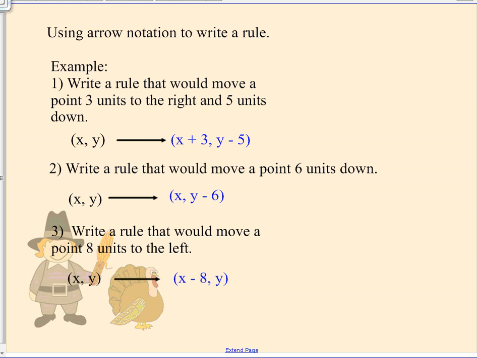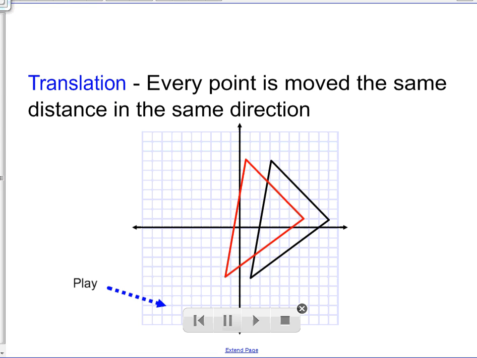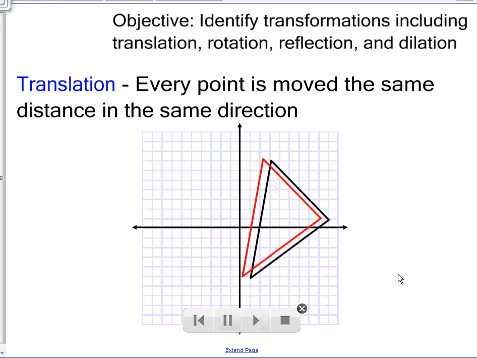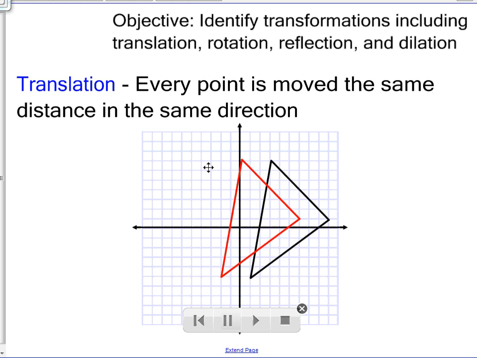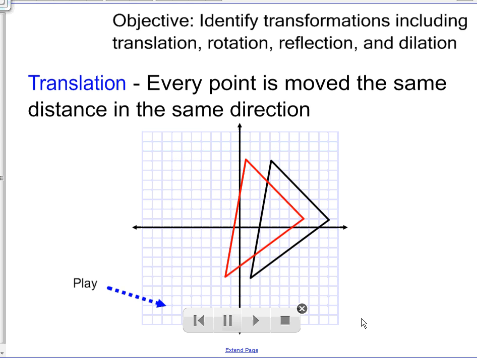All right, and the last thing I'm going to leave you with is how a translation works. So you're going to watch as our triangle here moves. If you notice, our black triangle, our red triangle is actually moving a certain way. It's not going up or down, but it's shifting to the left. All right, and I'll leave you to figure out how many points to the left and how you would write this using that arrow notation.